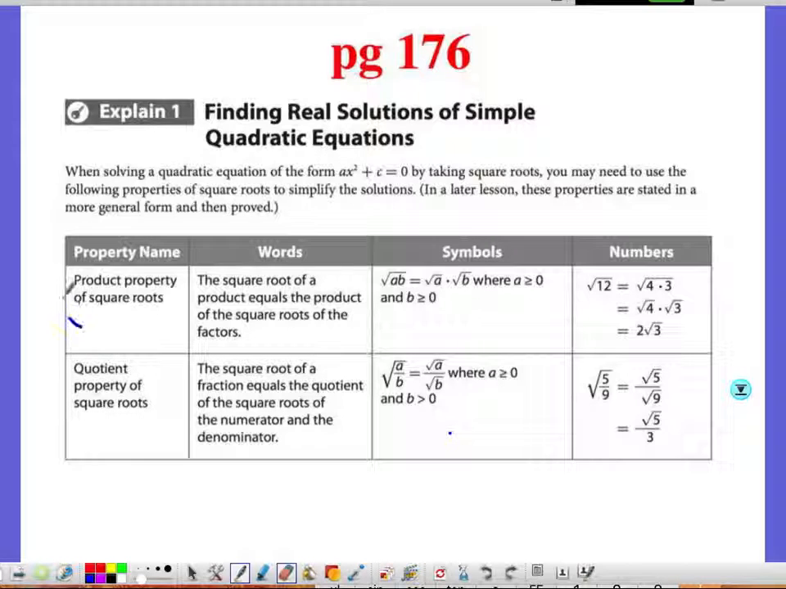properties of square roots. The product property of the square roots: the square root of a product equals the product of the square roots of the factors. When we're talking about products, we're talking about multiplying square roots together. Another thing we talked about was the quotient property of square roots: the square root of a fraction equals the quotient of the square roots of the numerator and the denominator. And when we talk about quotients, we're talking about dividing square roots, which is what we see here.